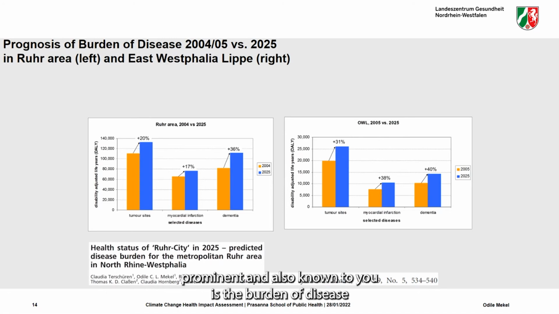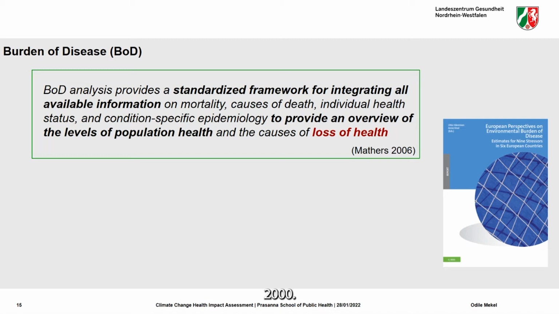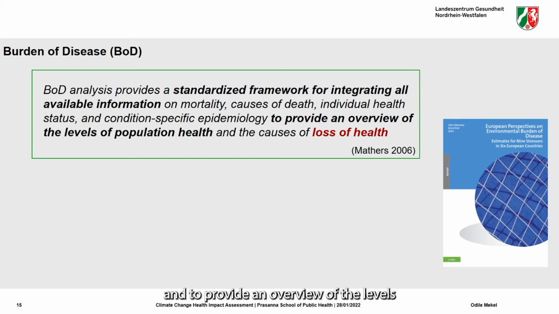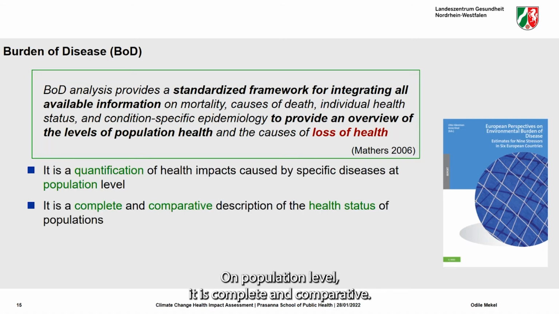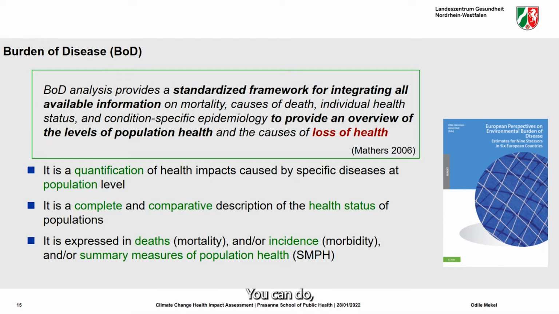Maybe the most prominent and also known to you is the burden of disease approach as a population-based modeling approach. The burden of disease approach was developed early 2000, so around the year 2000. And nowadays it's quite common. Almost everyone in the area of public health knows what burden of disease is, but it is a standardized, very important framework for integrating all information on mortality, causes of death, risk factors, etc., and to provide an overview of population health and the causes of loss of health. So it is on population level, it is complete and comparative. That's also quite important, and it has different health outcomes you can look at.